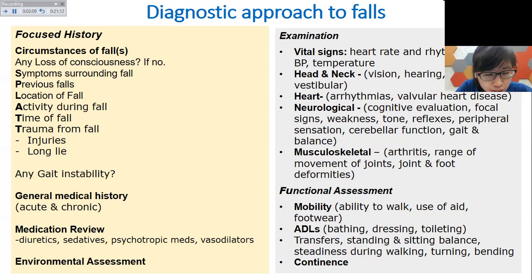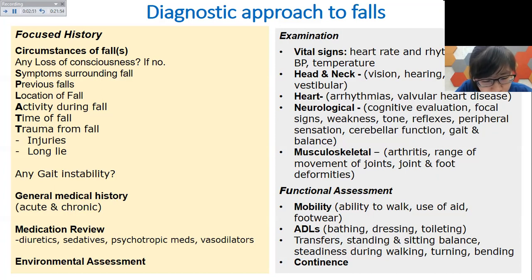The time of fall is important as well, day versus night, to determine whether possible visual impairments are contributing to the falls. Trauma from falls is also important to identify injuries and long lie. Subsequently, identify any presence of gait instability that requires walking aids, and look into the general medical history, acute and chronic conditions that may contribute to the fall, medication review as earlier mentioned, and environmental assessment is also important.